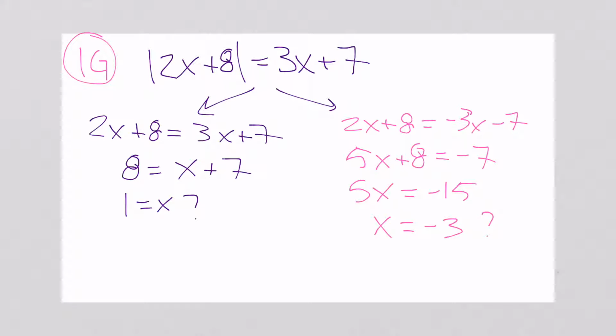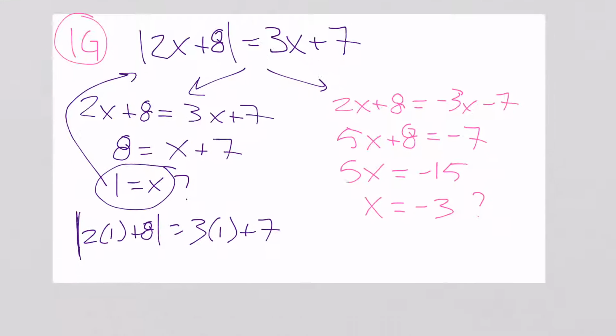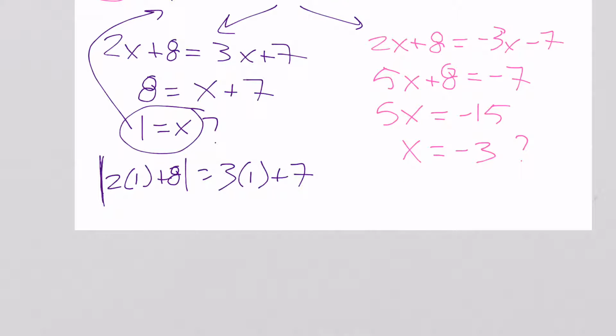What do I mean? Well, I mean we need to take this 1 and plug it back into the original equation. So absolute value of 2 times 1 plus 8. We want to know, does that equal 3 times 1 plus 7? And we check. We just simplify. 2 times 1 is 2 plus 8 is 10, and the absolute value of 10 is still 10. Does that equal 3 times 1 is 3 plus 7 is 10? Yes, it does. So 1 is a solution.